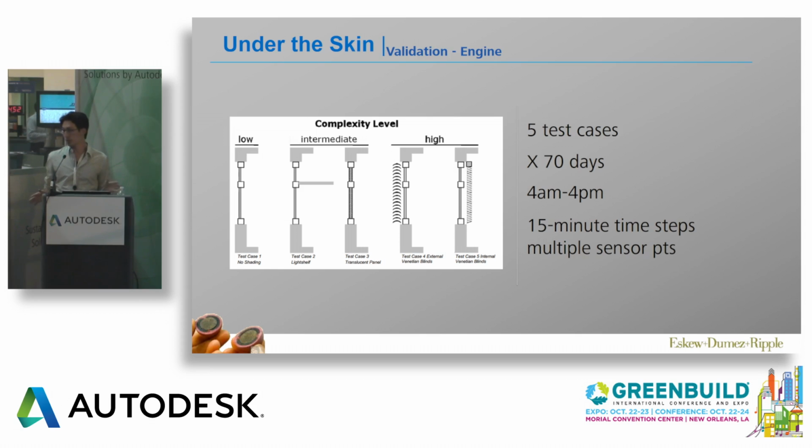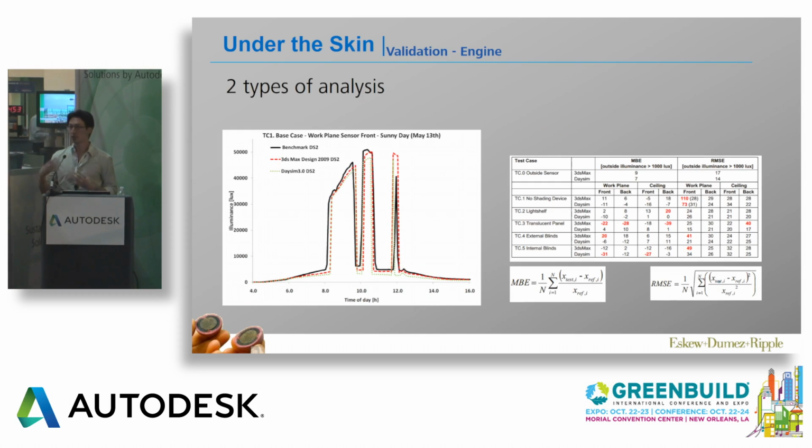They did it over the course of a summer, essentially, so 70 days. They went from 4 a.m. to 4 p.m., 15-minute time step intervals with multiple sensor point locations. So I think it's something like 60,000 points of data that they were then trying to do some statistical analysis on to make sure that they were within reason of the measured value. So that's the hardcore engine validation trajectory that they used and that we're going to mimic.